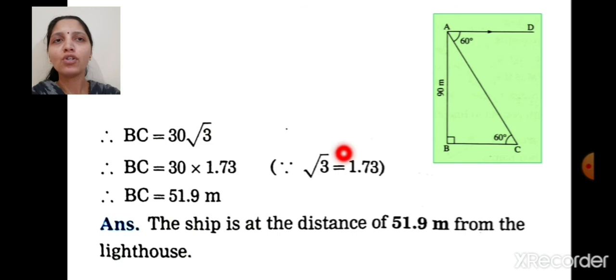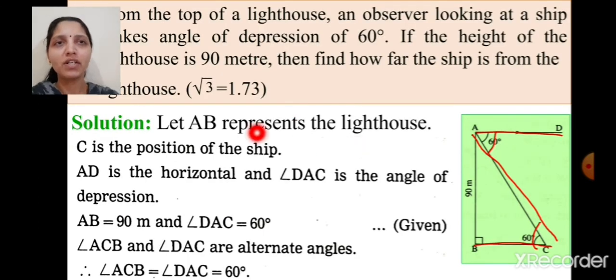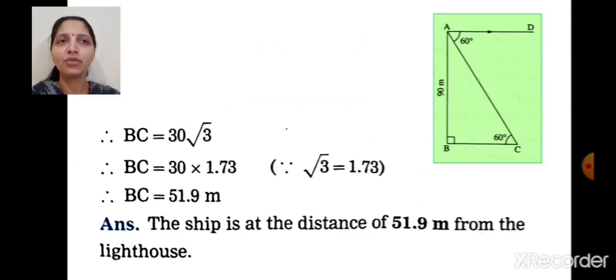And we have also been given the value of root 3 in the question itself. It is 1.73, so we have to substitute that here. So root 3 is equal to 1.73. So 30 into 1.73 is equal to 51.9 meters. So the ship is at a distance of 51.9 meters from the lighthouse.